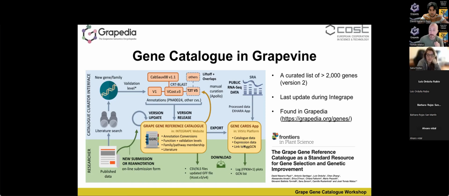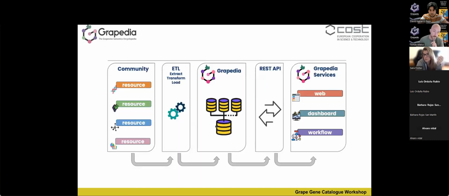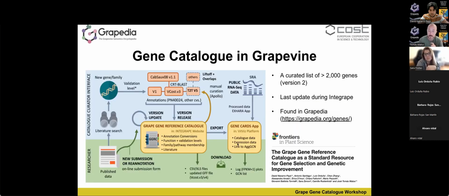The catalog data, the expression data, and even future links to gene co-expression networks will be available within the Gene Cards app. Both the catalog and the Gene Cards can be downloaded, whether as CSV or Excel files, or even annotation files that you could eventually use for your transcriptome analysis, which already have the gene IDs of the catalog. So when you are doing a transcriptome analysis and you run the differential expression analysis, you can already have the gene name that is given within the catalog.